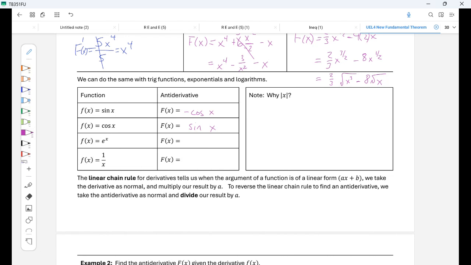Here's the freebie. What function gives you e to the x? Yes. Yeah, and then this one. Now, here's the one that's not going to match perfectly. The antiderivative of 1 over x. What gives us 1 over x? ln x. But the antiderivative that we're going to use is ln of the absolute value of x.